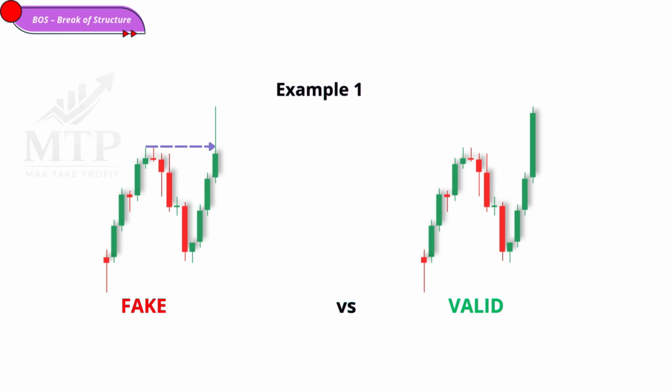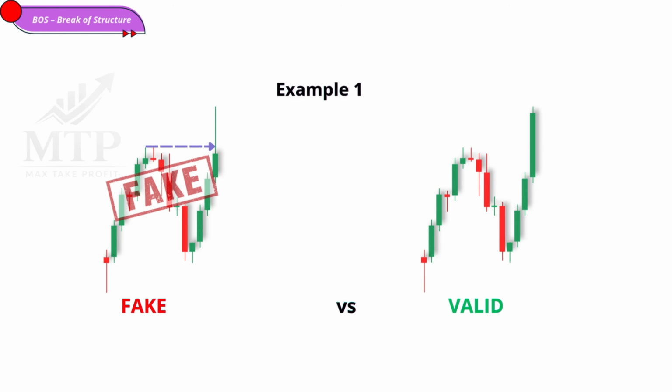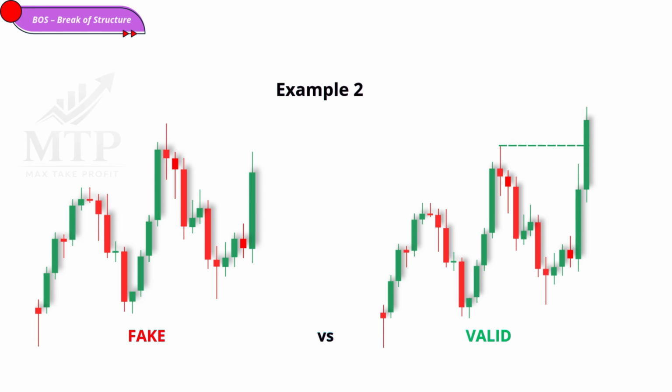Today, I'm going to do exactly that. In this video, we're breaking down 5 fundamental ICT concepts, but not the usual way. No vague theory. I'm going to show you, for each concept, 2 examples. One fake, one valid. So you never confuse a false breakout with a real BOS again. So you never enter an FVG that isn't really one. So you know exactly when to click and when to sit on your hands.